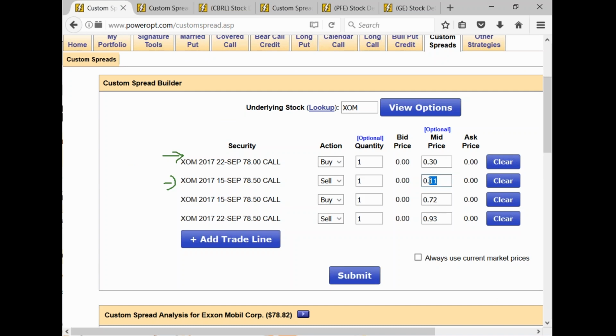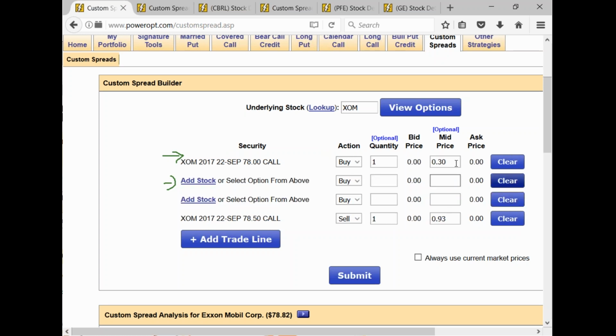You originally collected 11 and you had to pay back 72. So you're adding 61 cents, aren't you? Right, into the position. We sold the 78.50 for 11. I have to buy the 78.50 for 72 cents. So I'm a debit of 62 cents. Here's why I don't like that. What that would do is change this to 92 cents.